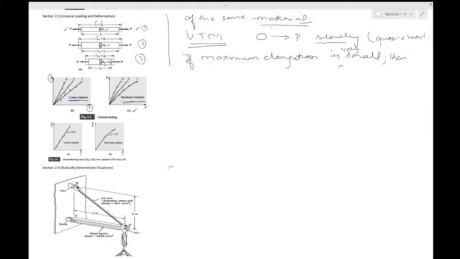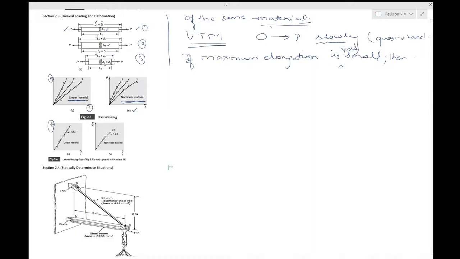Okay, now if you plot the exact same experiment, when you divide P by A, where A is the initial area of that bar. You know that the area will keep on changing, but when I say divide by area, you divide by the original undeformed area. So in experiment 1, you would divide by A1, in experiment 2, you would divide by A2, and so on.